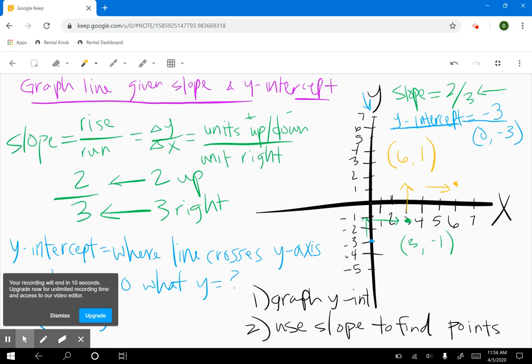Okay, from there I would just take a pen, pencil, whatever you're using, and connect those points to make the line. And that's it.